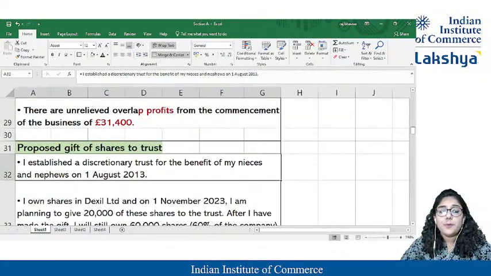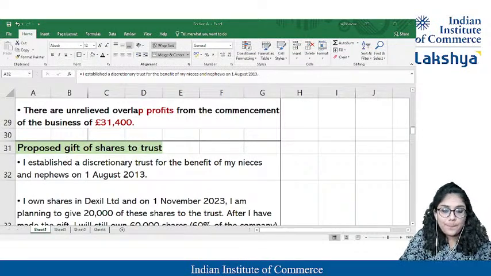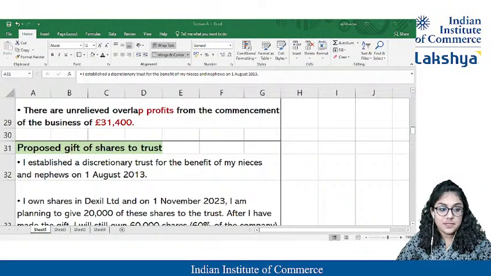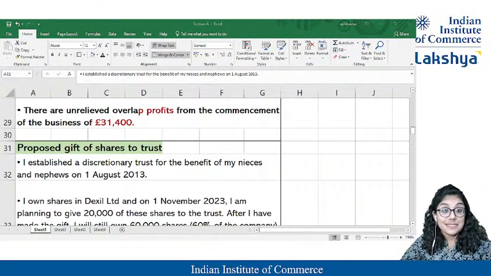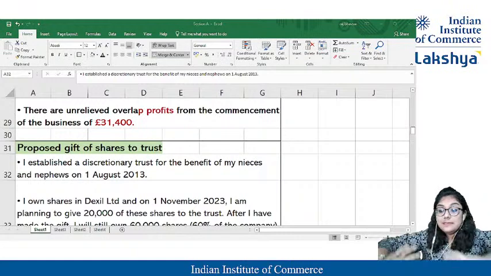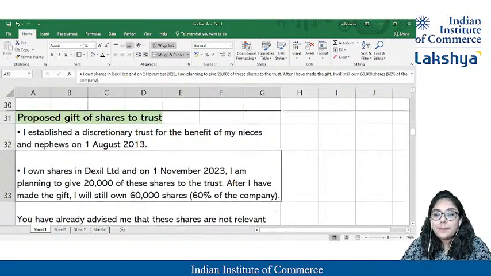Okay, proposed gift of shares to trust. Okay, I want to gift shares to the trust. Students, when the concept of gifts comes, your mind should always work in the direction of inheritance tax. Ma'am, maybe I need to pay some inheritance tax, or maybe something like that. Okay, your mind should start going in that direction. Let's read it. Okay, proposed gift of shares.